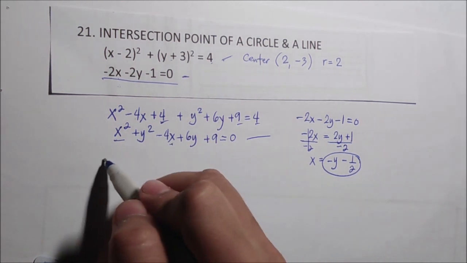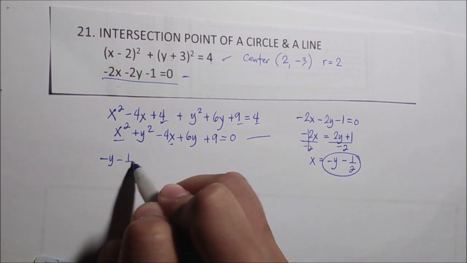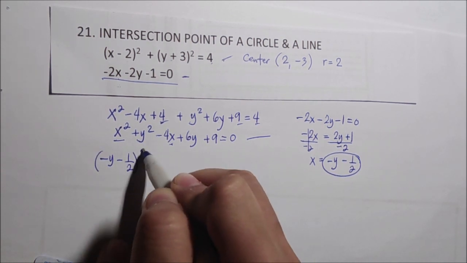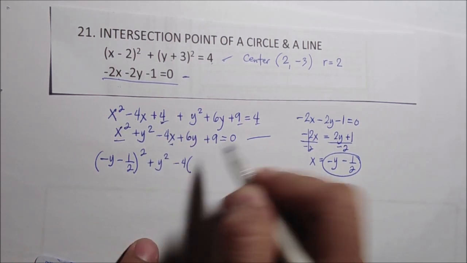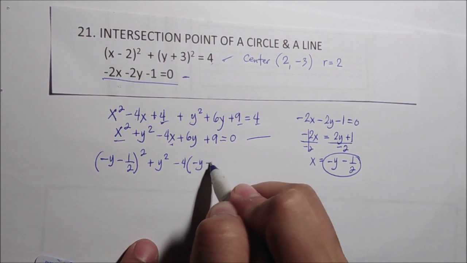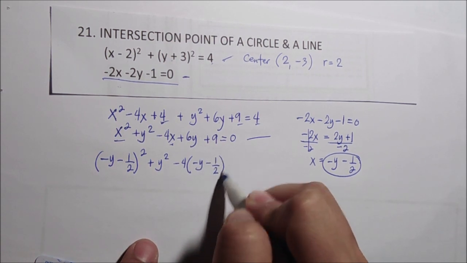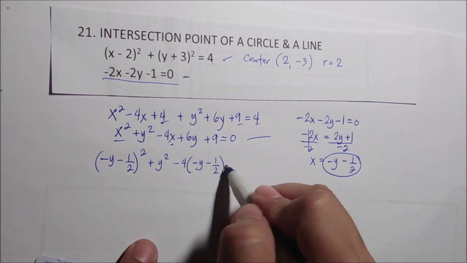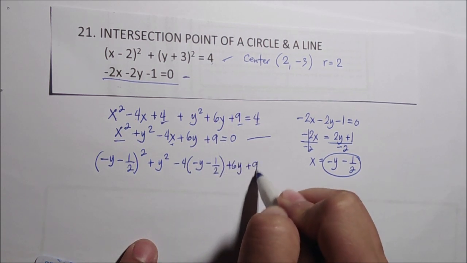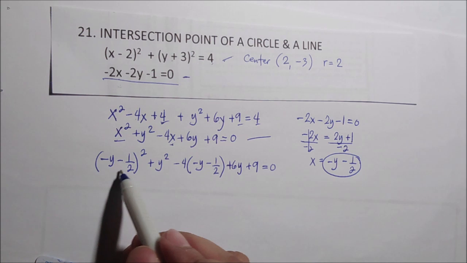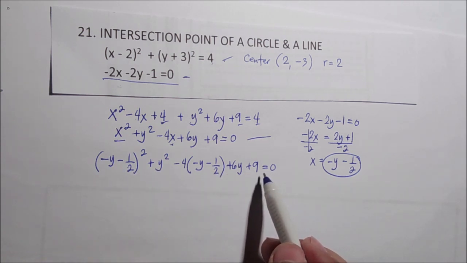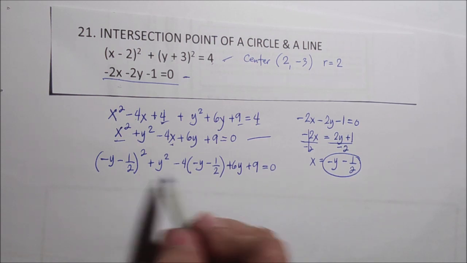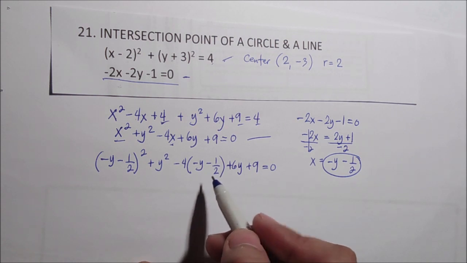So (−y − 1/2)² + y² − 4 times the value of x, (−y − 1/2), and then continue, + 6y + 9 = 0. So all of the values are now in terms of y. We will solve this, and it will produce a quadratic equation. Then after the quadratic, we will solve for the value of the roots.